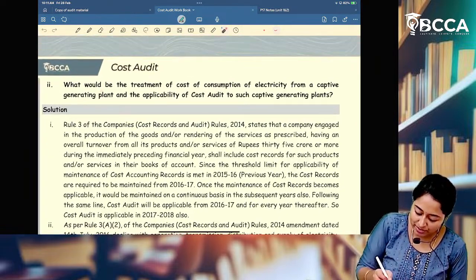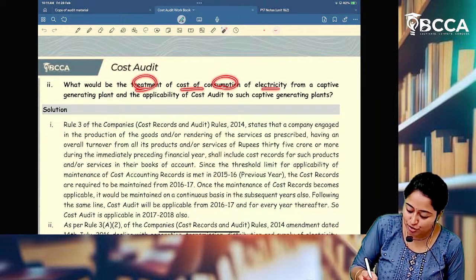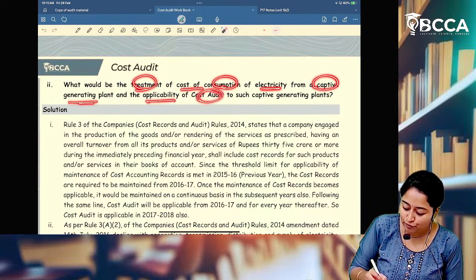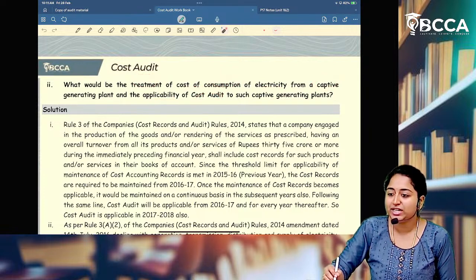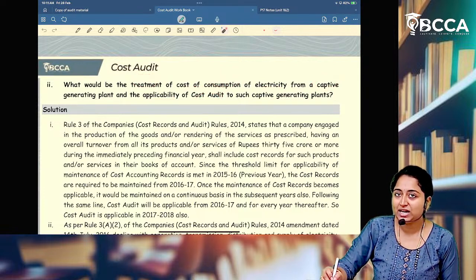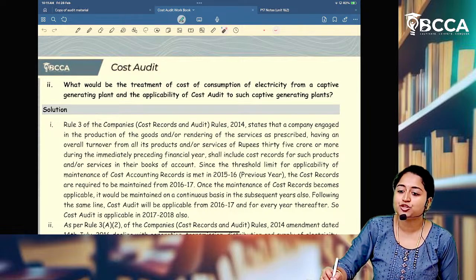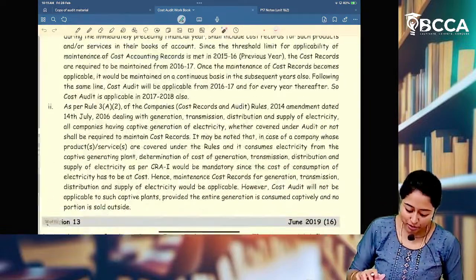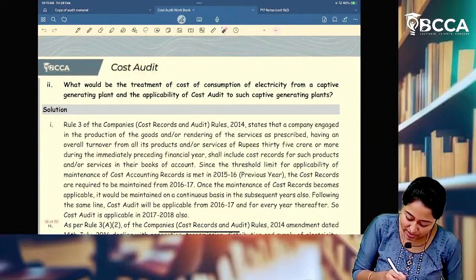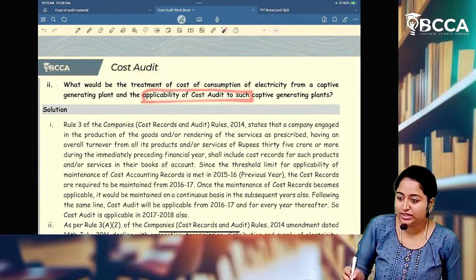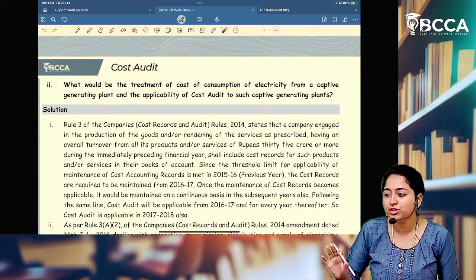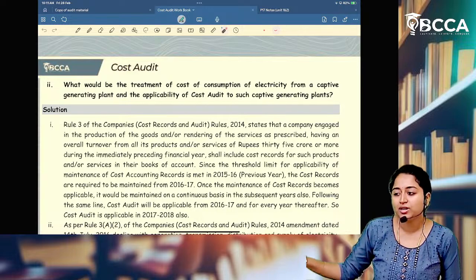What would be the treatment of cost of consumption of electricity from a captive generating plant, and the applicability of cost audit to such captive generating plant? Where did we see regarding captive consumption? Is it an exception of rule 3 or rule 4? It is the exception of rule 4. Then you have to write it here. Here they have asked regarding applicability of cost audit only. They didn't ask regarding cost records. So we do not mention anything regarding rule 3. We can mention only rule 4 and write the answer.